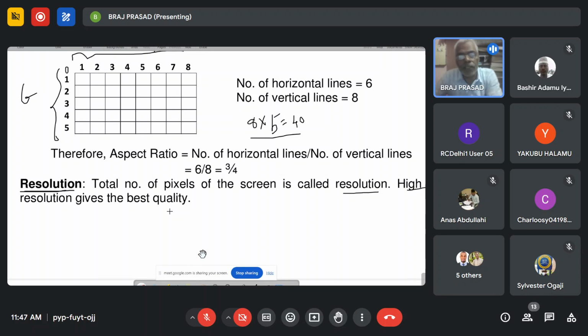So if our computer screen has a high resolution, I mean a maximum number of pixels, then that screen will display the best image or best object. So for best image quality, we need high resolution.